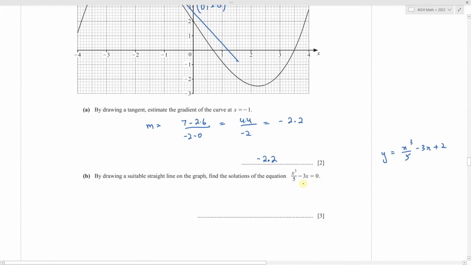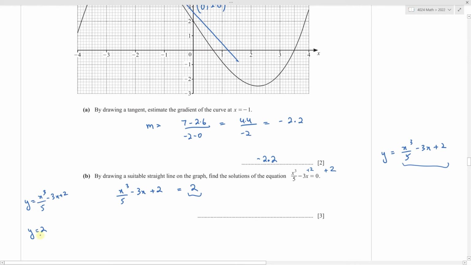Now let me try to make this left side the same as this. I have x cubed over 5 minus 3x. I'm only missing this plus 2. So let me add plus 2 on the left side of the equation and plus 2 on the right side, right? So that means x cubed over 5 minus 3x plus 2 equals 2. Now I have y equals x cubed over 5 minus 3x plus 2, which is given here, and on the other side I have y equals 2.